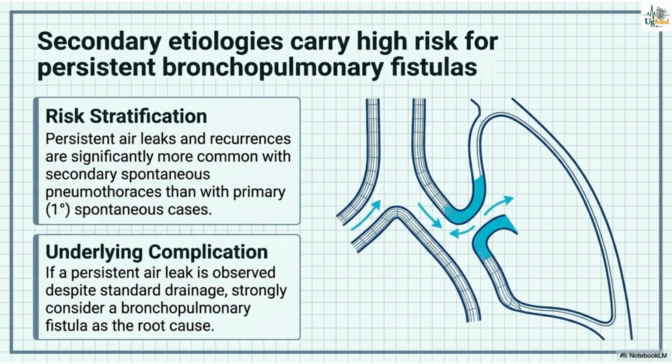In secondary pneumothorax, clinicians must remain alert for a persistent bronchopleural fistula. Persistent air leaks and recurrent pneumothoraces are much more common in secondary disease than in primary spontaneous events. If an air leak continues despite standard drainage, strongly consider an underlying bronchopleural fistula as the root cause. Identifying this complication is essential because it often changes subsequent management.